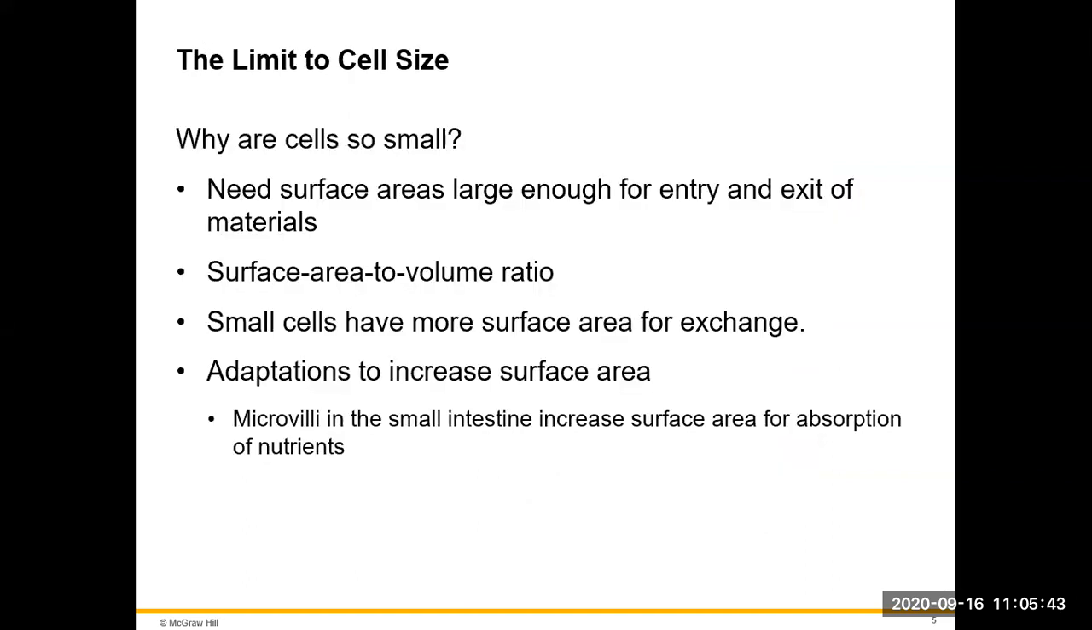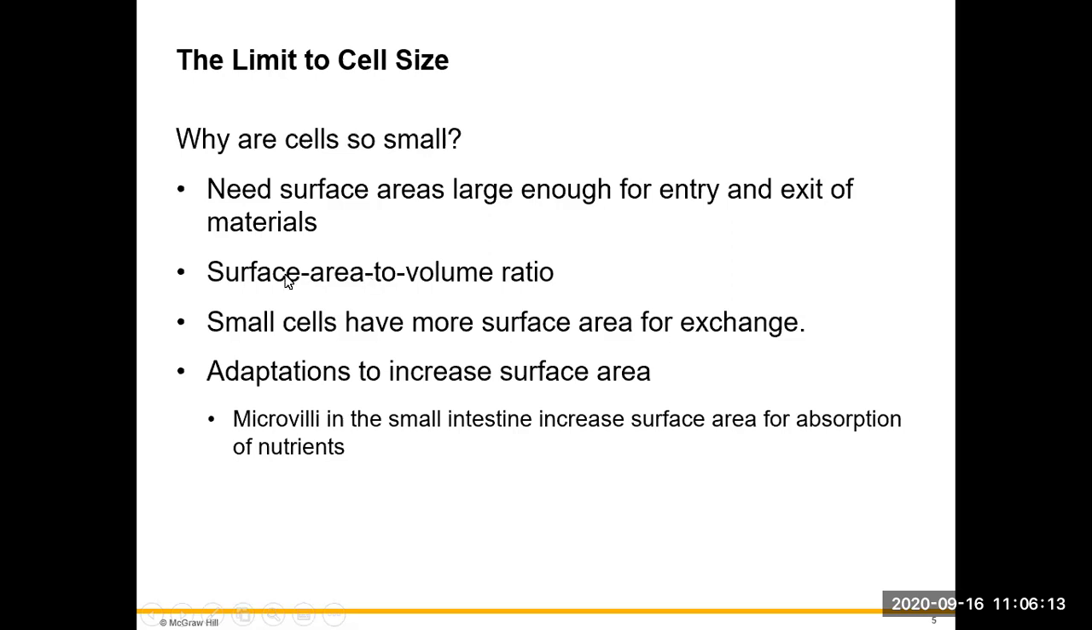Why are cells so small? The reason is that small cells have more surface area for exchange compared to large cells. Therefore, through evolution, cells became so small. Cells need surface areas large enough for entry and exit of materials, and that happens only when the cells are small.